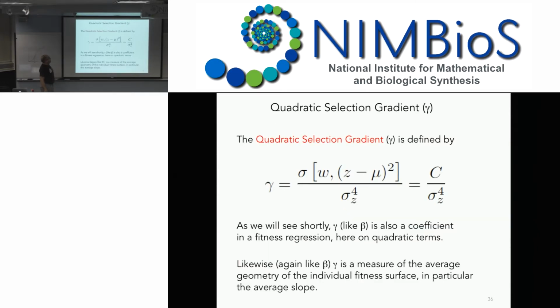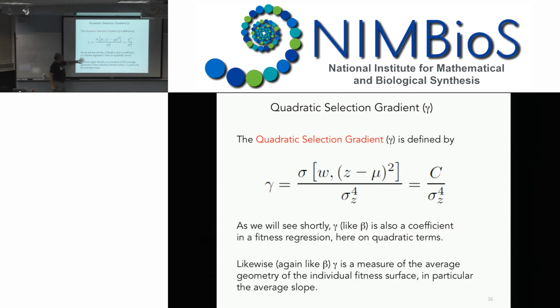Just like we had a quadratic selection differential, we can have a quadratic selection gradient. And that's simply defined by this expression here. And actually, if you look at that, that's also a regression, a covariance, and this here is the variance of that term. So this gradient term here, like beta, that's the coefficient we see in fitness regressions with a quadratic term, and as we'll see a little bit later on, it's also a measure of the geometry.